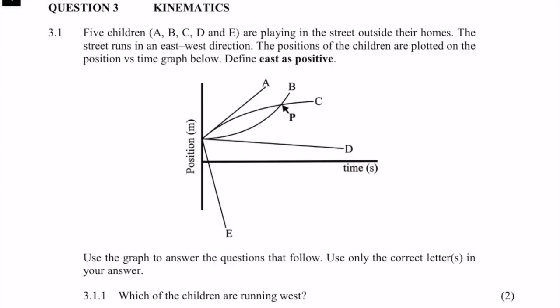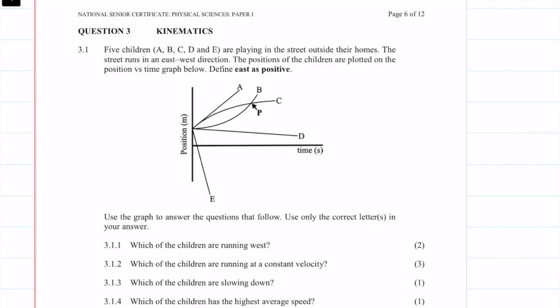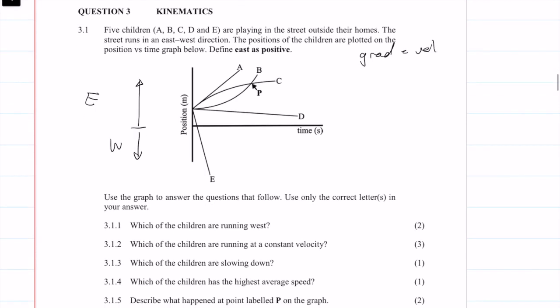So first let's understand what's happening. These children are running. We've been given the position time graph. With the position time graph, I can say that the gradient is equal to the velocity. And I also know that east is positive. So anything in the positive part is going to be east, and anything that's going into the negative part is going to be west. Okay, so let's get started.